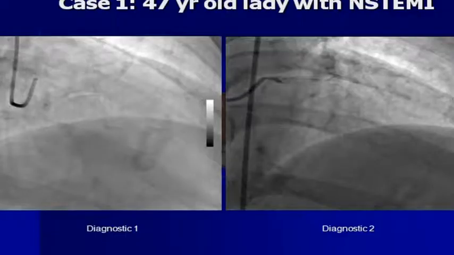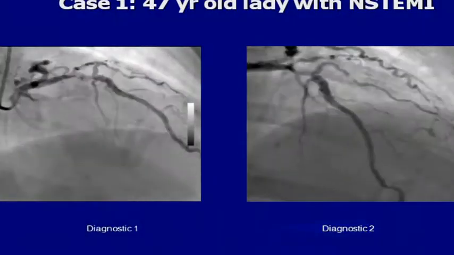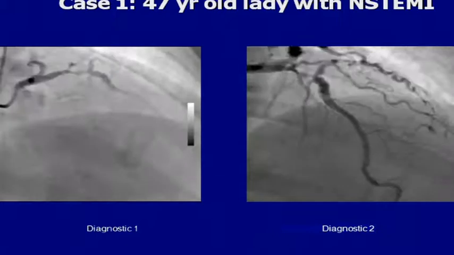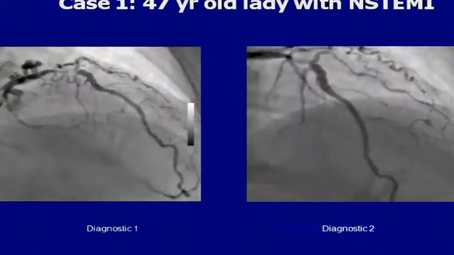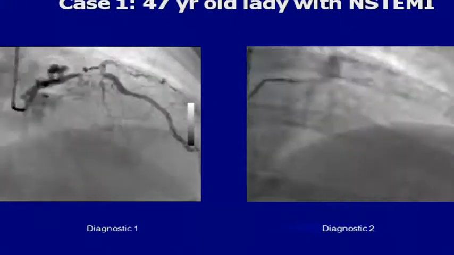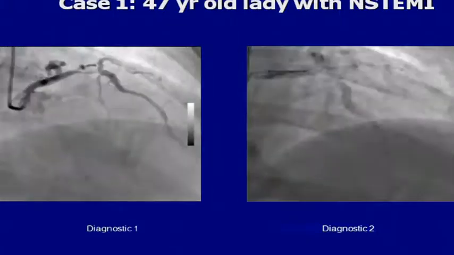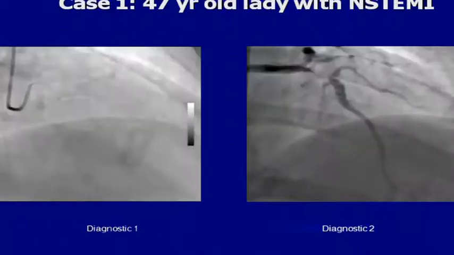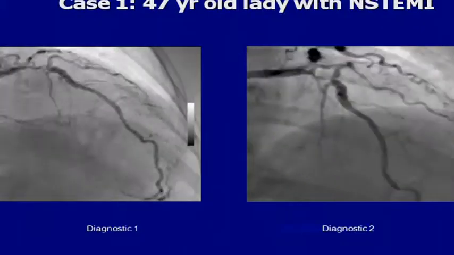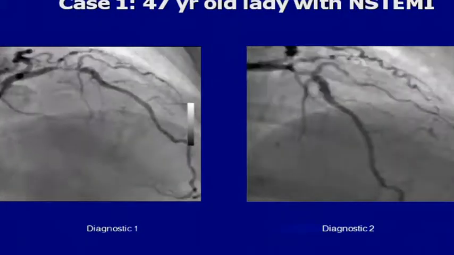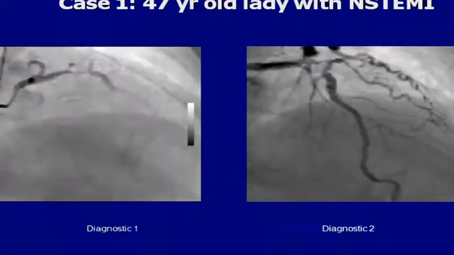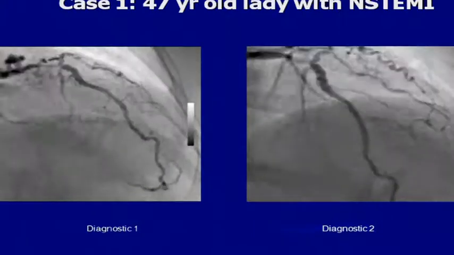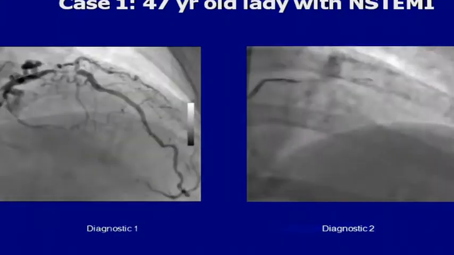Here is a 47-year-old lady with non-ST elevation infarct. You'll see there is a bifurcation lesion involving a diagonal which is almost perpendicular to the LAD lesion. And there's also a mismatch between the size of the diagonal and LAD vessel. Now in this case, provisional stenting is not suitable because you're highly likely to lose the side branch, and getting back into that side branch would not be easy.